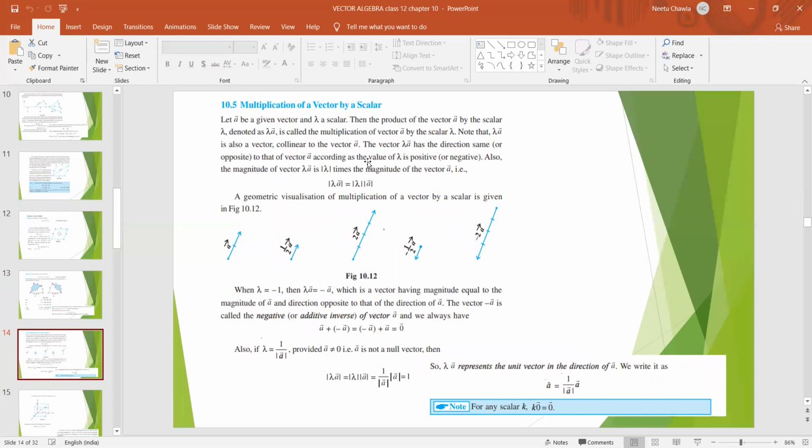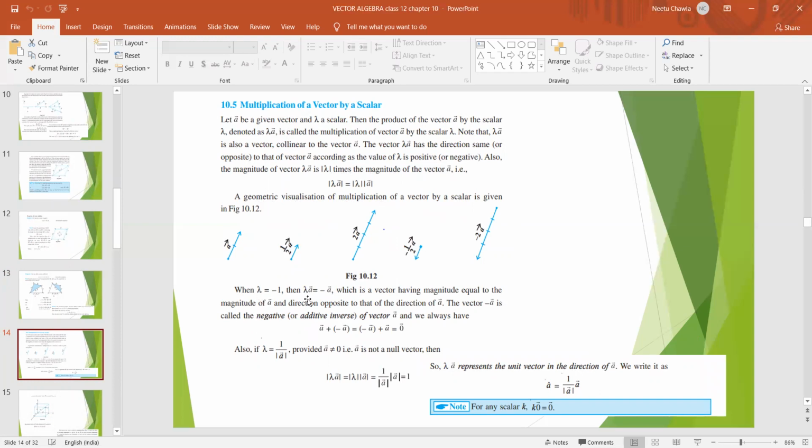Like, right? The value of lambda is positive or negative, it also depends upon the given vector. If it is negative, it means the direction is changed. So this is the visual representation. You can see here the direction, means the angle, is just the same. If it is twice, we are making the magnitude double of it.